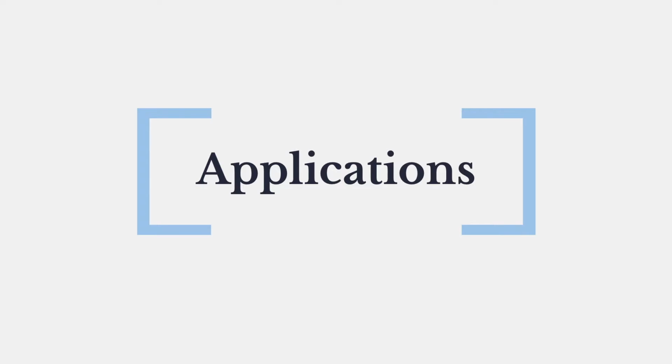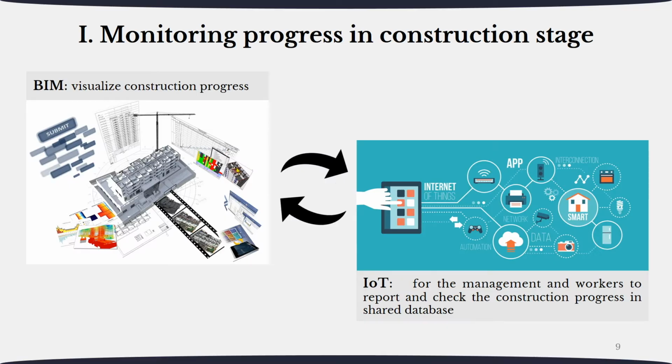I'm going to introduce 3 applications of the integration of BIM and IoT. The first application is monitoring progress in the construction stage. BIM has been integrated into the development of a surface to visualize construction progress, while IoT enables management and workers to report and check the construction progress in a shared database.